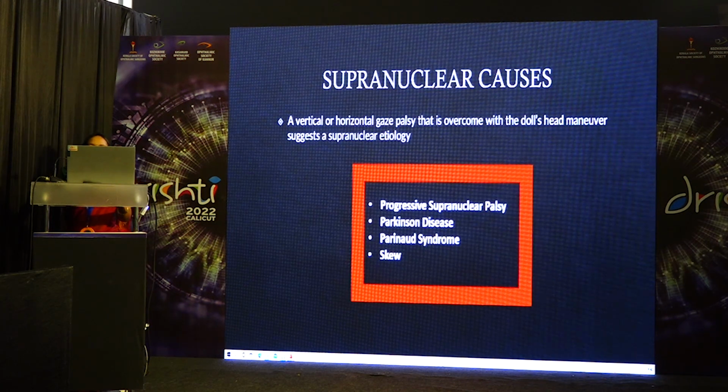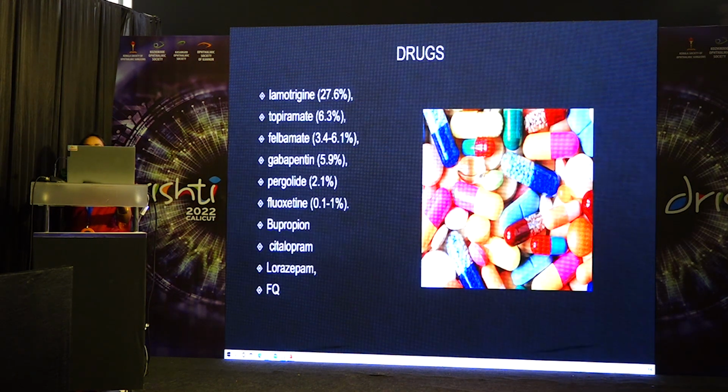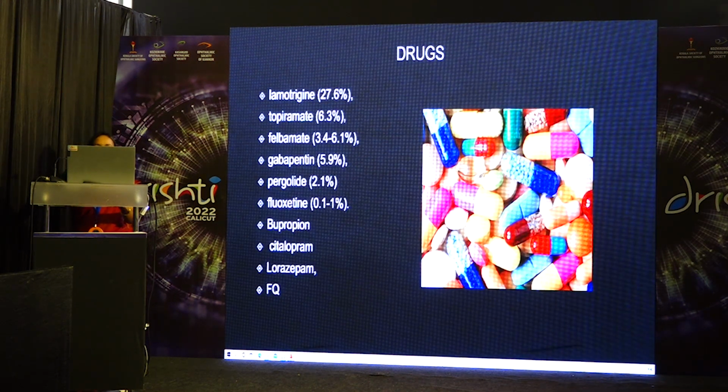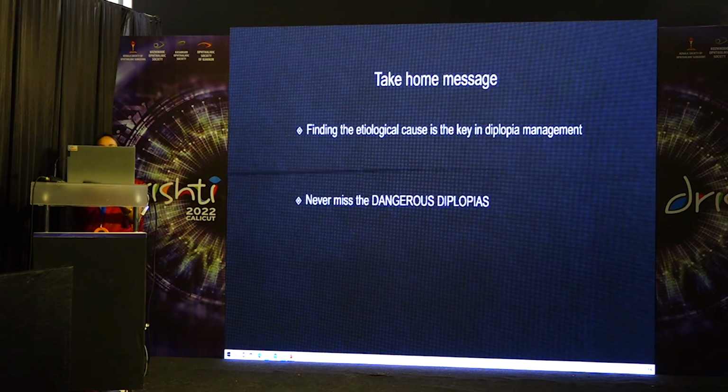And if there is a vertical or horizontal gaze palsy which is not overcome with the help of a head maneuver, that's suggestive of a supranuclear cause. The main reasons are progressive supranuclear palsy, Parkinson's disease, Parinaud syndrome, and skew deviation. Sometimes a few drugs will produce diplopia, so we should also keep in mind the drug history of the patient. The take-home message is that finding the etiological cause is the key in diplopia management, and we should never miss a dangerous diplopia that is caused by a life-threatening condition.